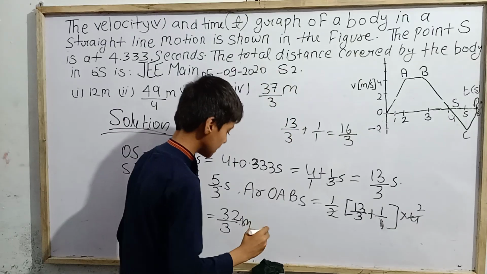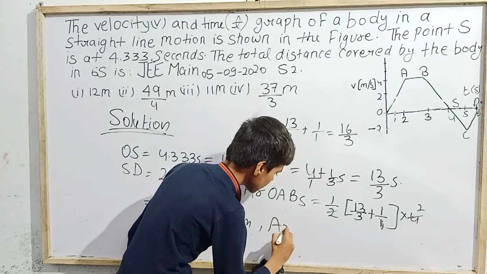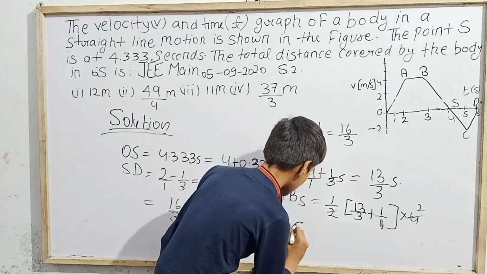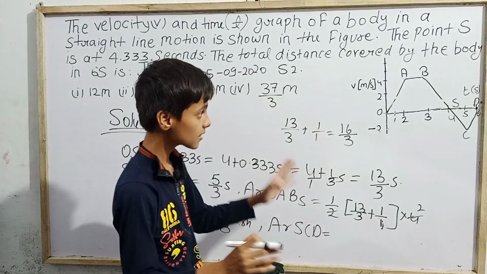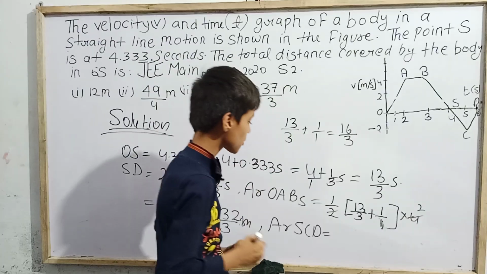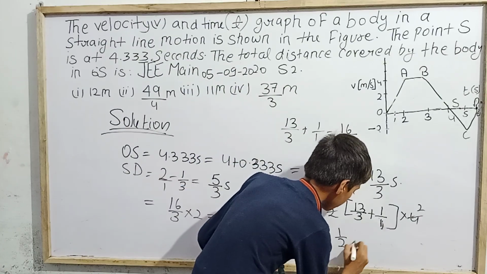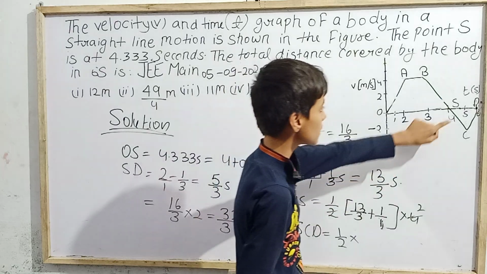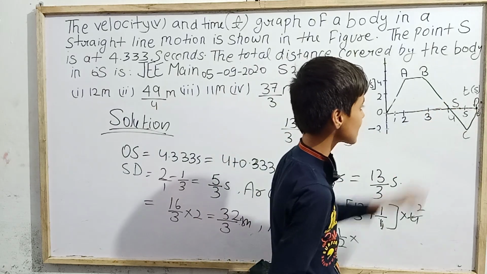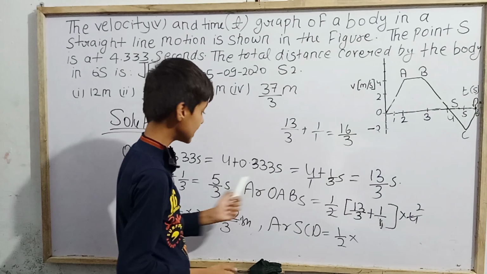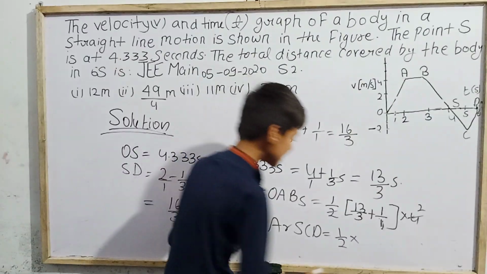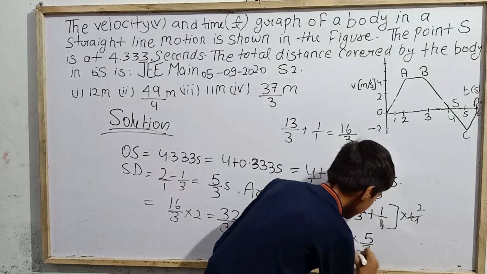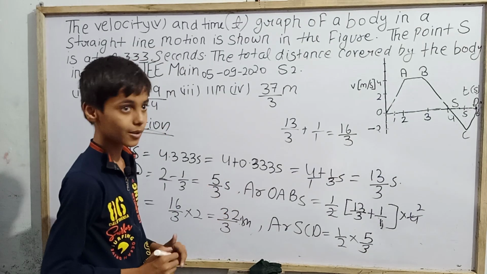Now this triangle we will find out. Since we know this triangle is SCD, the area of any triangle is half into base into height. So area of SCD is half into its base. Its base is SD, so first of all we need to find SD. SD we had already found, that is 5 by 3.